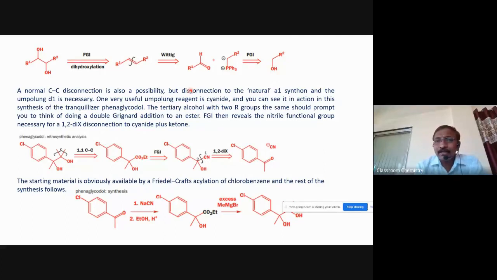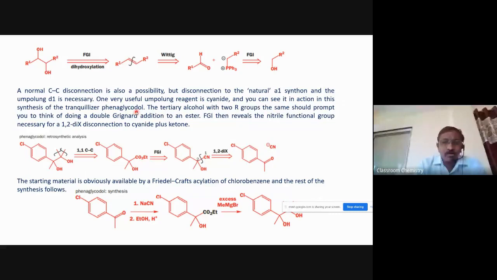So now at this place, why can we not disconnect the carbon-carbon bond in the normal position? So we require a natural even synthon, and umpolung d1 is necessary. So we know that a very useful disconnection is there, that is umpolung.